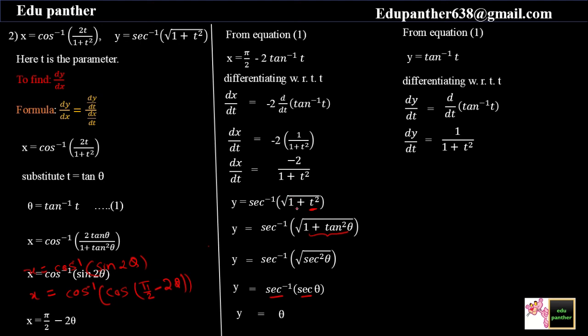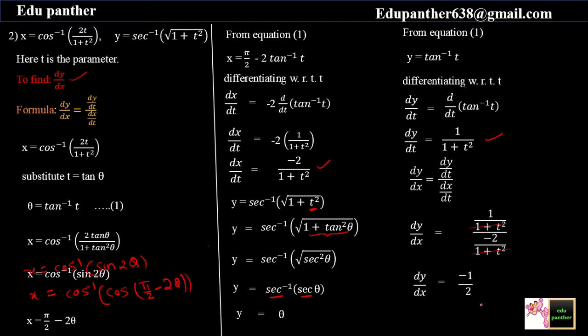So now we have the values of dx by dt and dy by dt. So we can start calculating dy by dx. The formula for dy by dx is dy by dt upon dx by dt. Now substitute the values of dx by dt and dy by dt in this formula. So we will get 1 upon 1 plus t square upon minus 2 upon 1 plus t square. We can cancel out this 1 plus t square. So dy by dx will be minus 1 by 2. So this is our final answer.